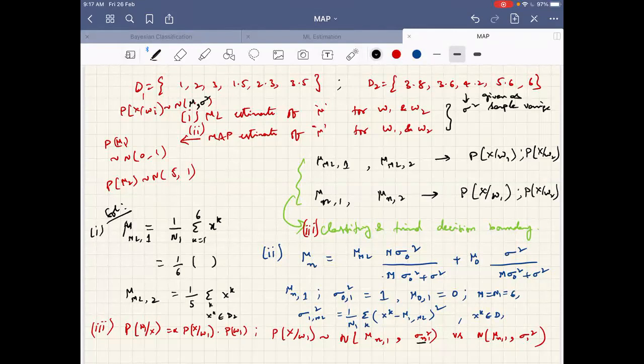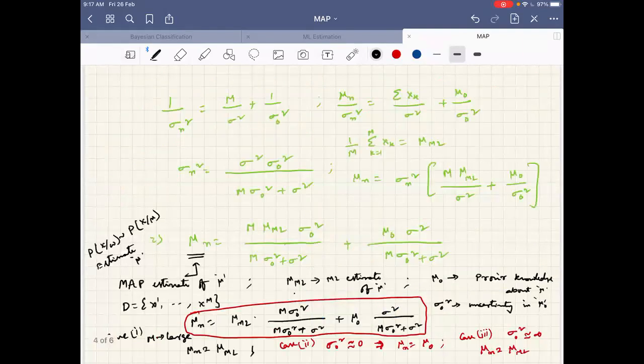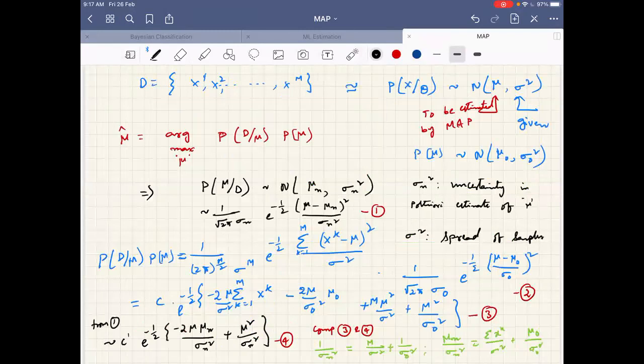Sir, is sigma n1 the uncertainty of mu n1? Right. So it would be the second one, because sigma 1 square tells the spread of the variables, the samples in class 1. Right, that's very important. Even in the definition, sigma 1 is the spread. The sigma n square is only the uncertainty in our estimate of mu n.